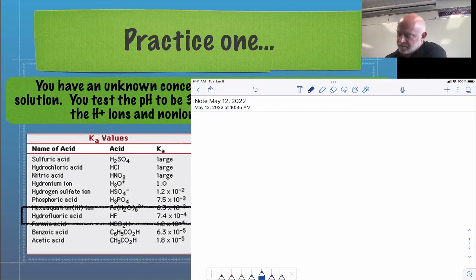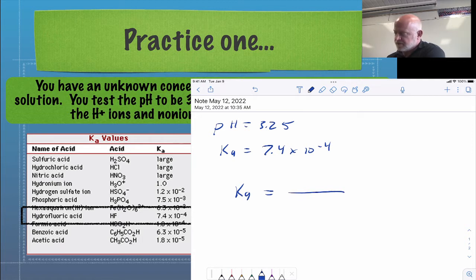So we know that the pH is 3.25. We can look up the Ka for hydrofluoric acid. In this case, it's 7.4 times 10 to the negative 4. And then we want to write our equilibrium expression because we're going to need that also. So the Ka for hydrofluoric acid. Now, hydrofluoric acid, let's move that down a little bit.